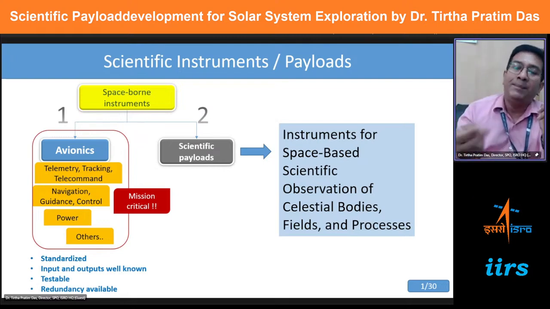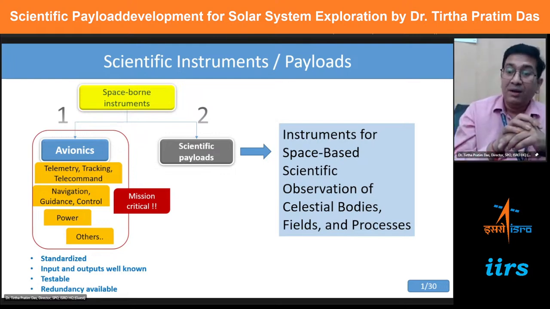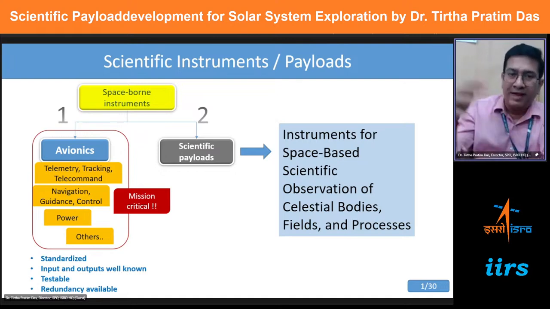Mission critical means if the power system fails, the mission is failure. Or if the navigation guidance control doesn't work, the mission is no more. Because of this reason, every mission also applies this, and there are certain specialties with respect to avionics: they are highly standardized. Their inputs and outputs are well known.